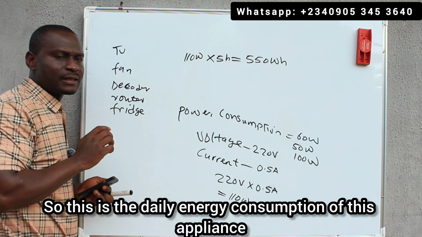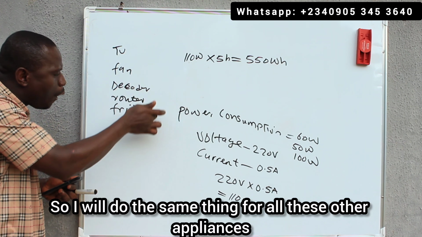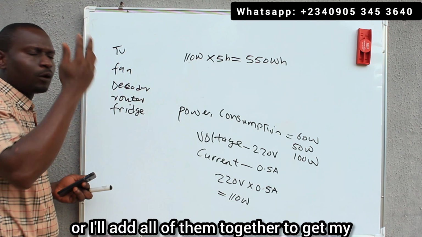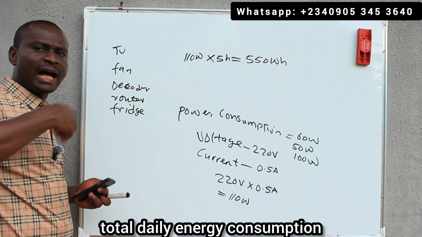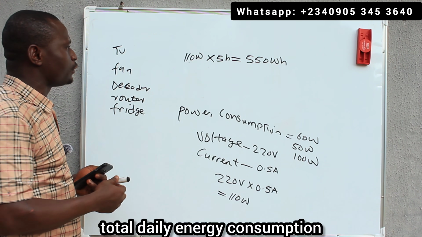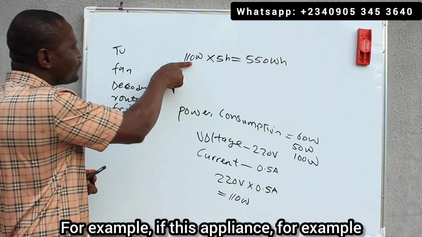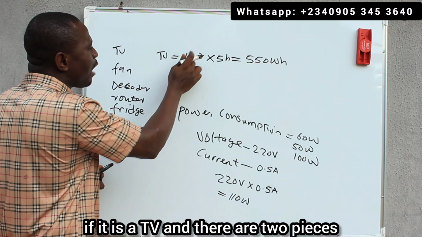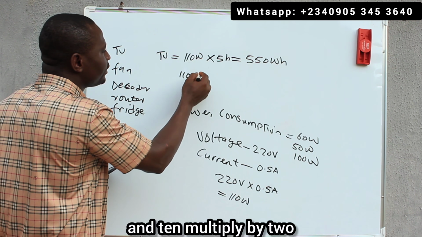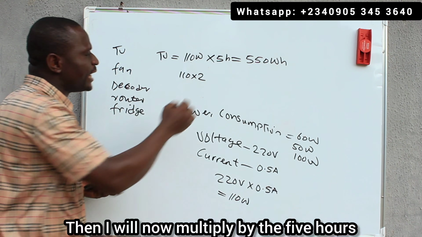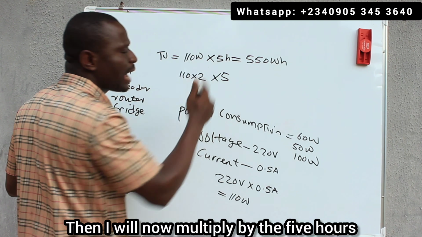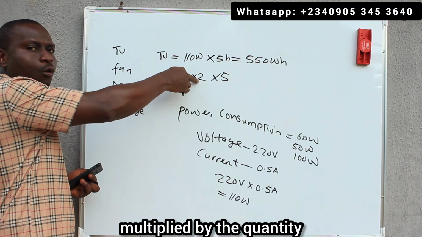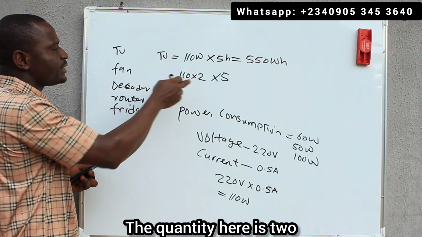I will do the same thing for all these other appliances. Then I'll sum them up, I'll add all of them together to get my total daily energy consumption. For example, if this appliance is a TV and there are two pieces, I'll multiply this 110 by 2. Then I'll multiply by the 5 hours. That is the power rating of the appliance multiplied by the quantity. The quantity here is 2.